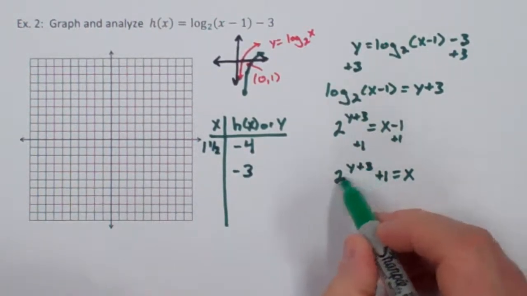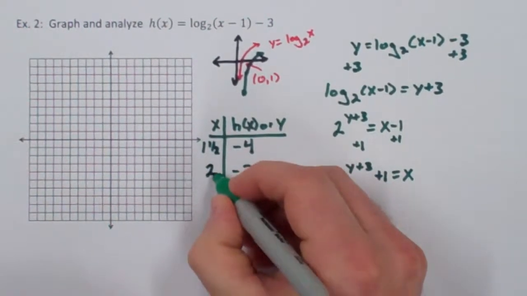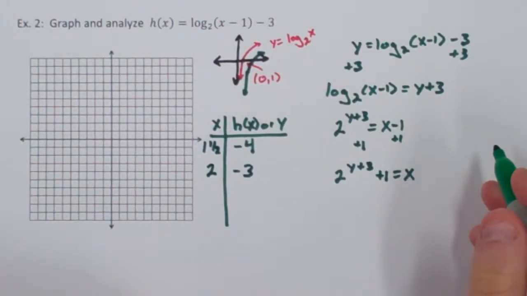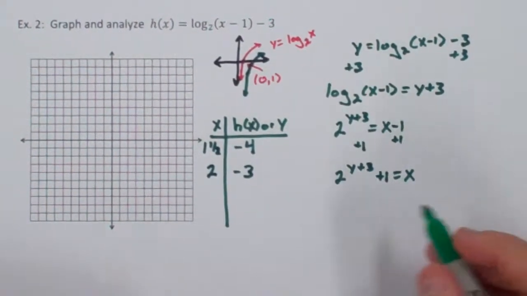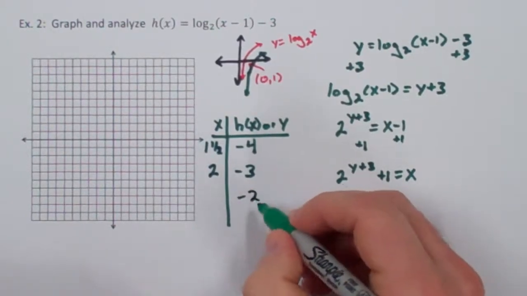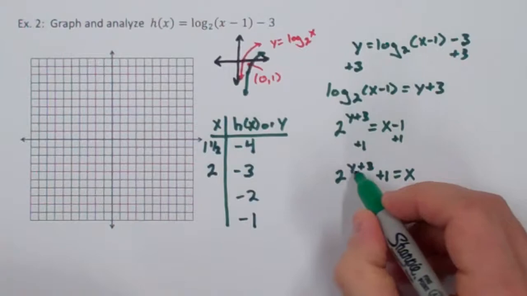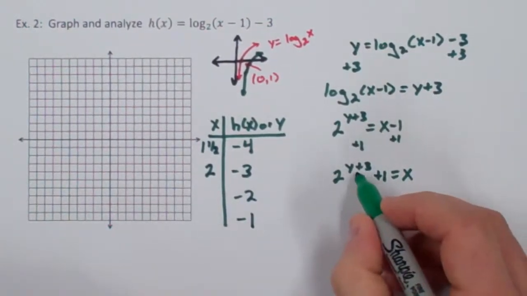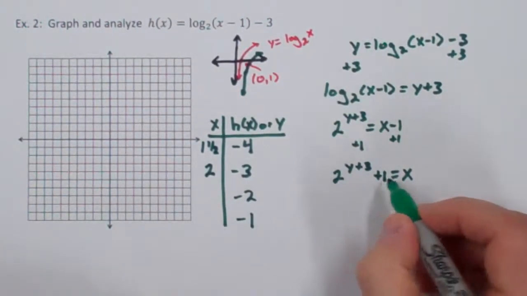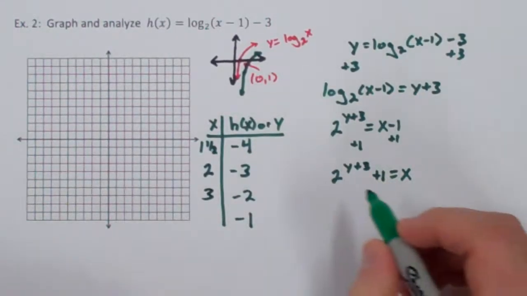2 to the 0 power is 1. 1 plus 1 is 2. So we can build some representative points that will help us to graph this a little bit more accurately. Maybe we'll do just a couple more. So -2 plus 3 is 1. 2 to the first is 2, and 2 plus 1 is 3.